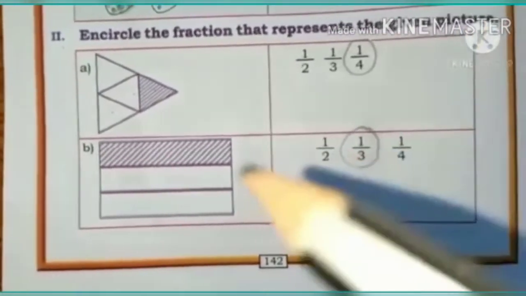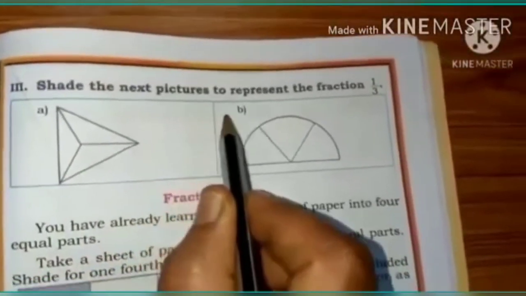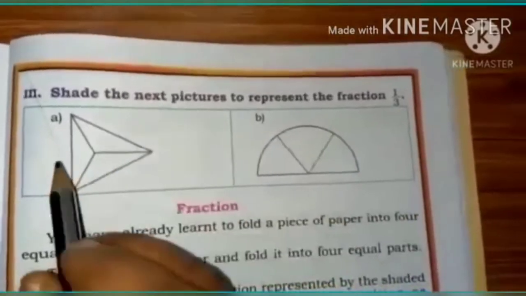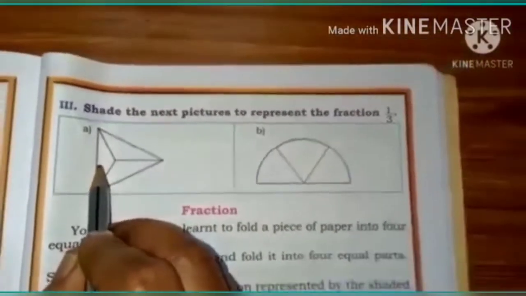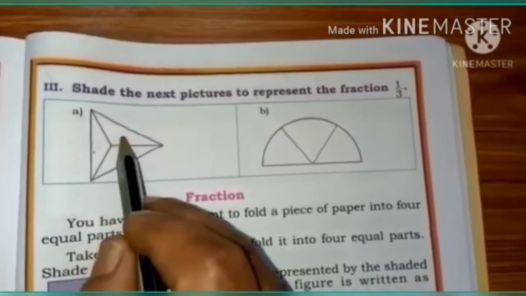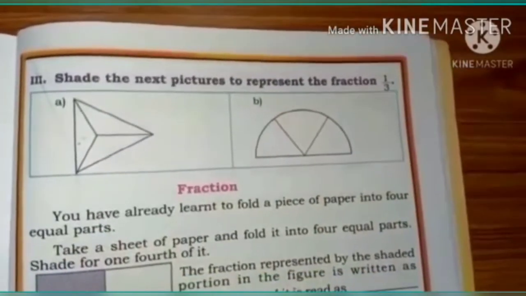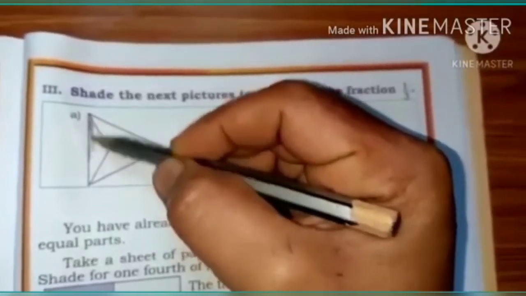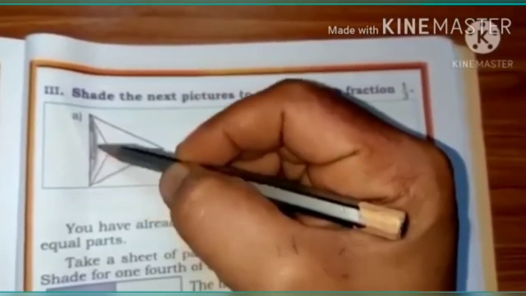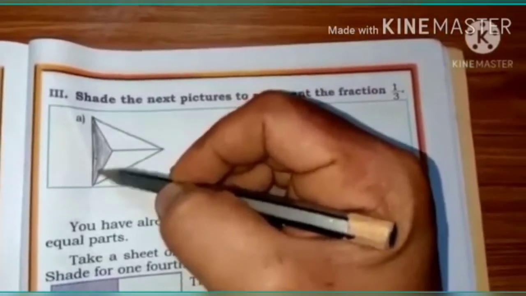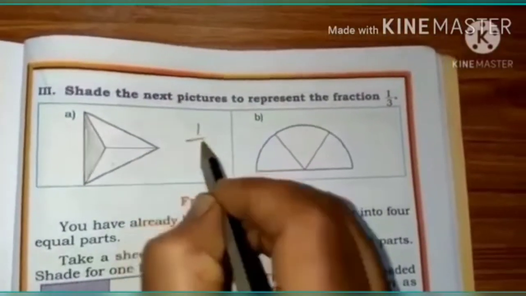Now we are going to the third main. Shade the pictures to represent the fraction 1 by 3. The first picture has 3 equal parts. So we shade the part 1 here. So the fraction form is 1 by 3.